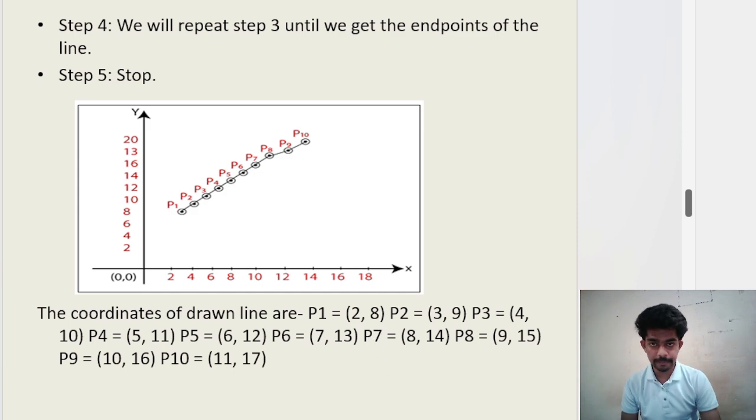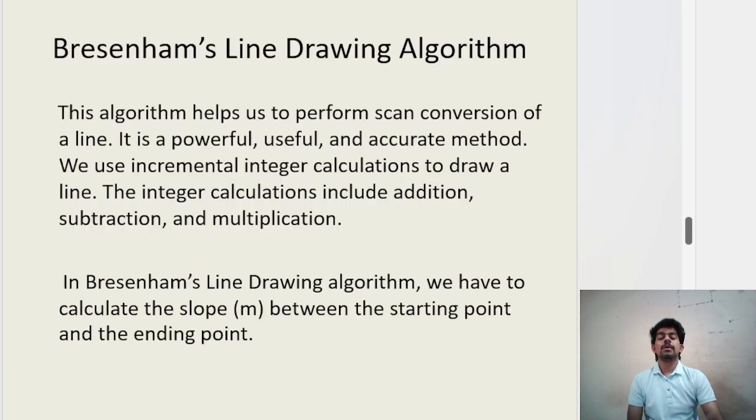Let's move further then. Now we'll see Bresenham's line drawing algorithm. The algorithm helps us to perform scan conversion of a line. It is a powerful, useful, and accurate method. We use incremental integer calculations to draw a line. The integer calculations include addition, subtraction, and multiplication.